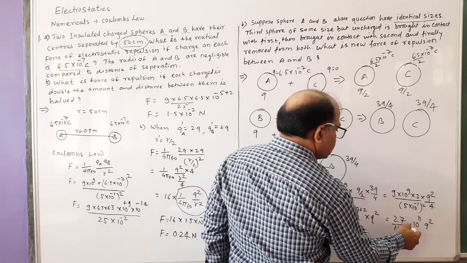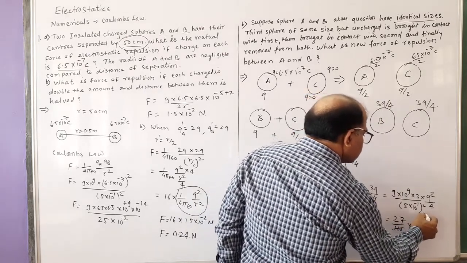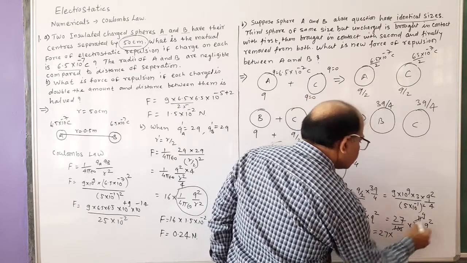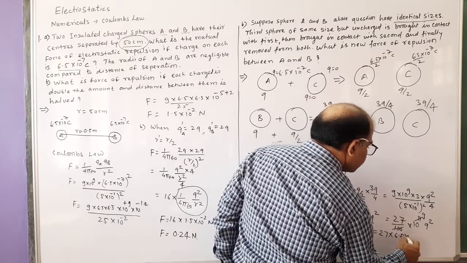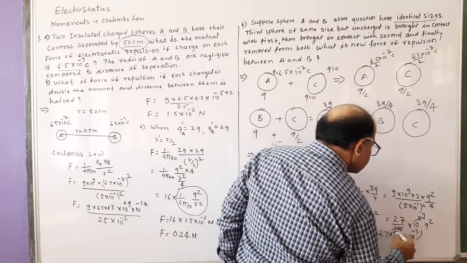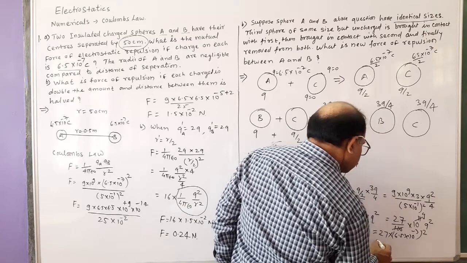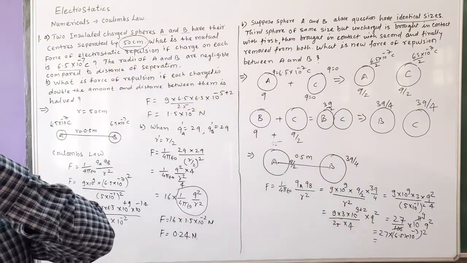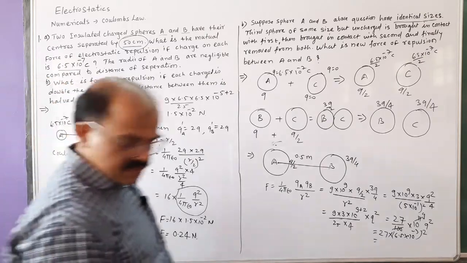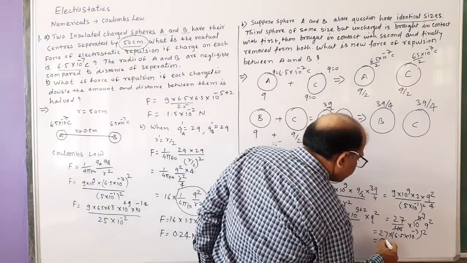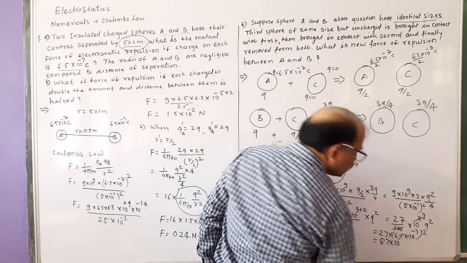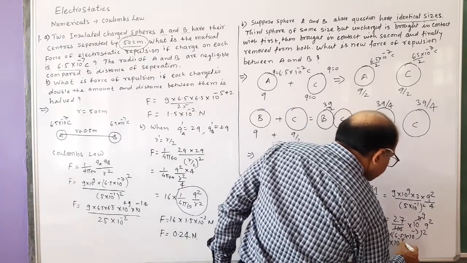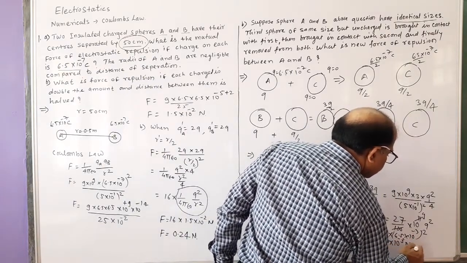So when this is the 100, it goes to 9. So this is equal to 27 into 6.5 into 10 raised to minus 7 square. After the simplification, the final answer is 5.7 into 10 raised to minus 3 Newton. Do the calculation yourself.